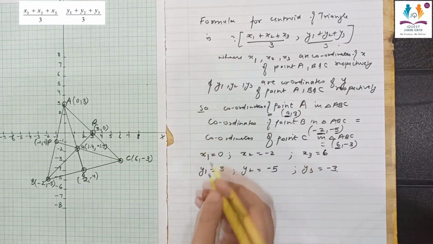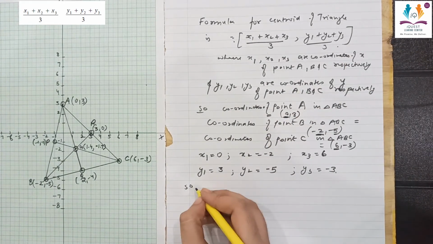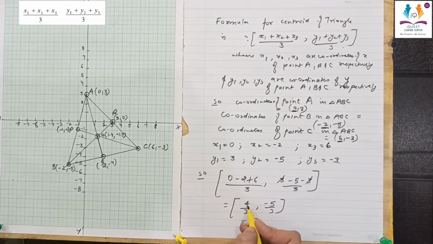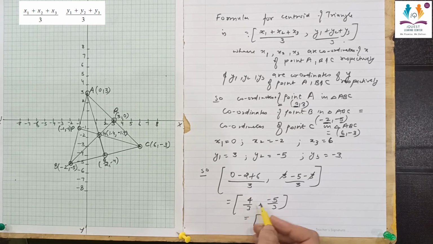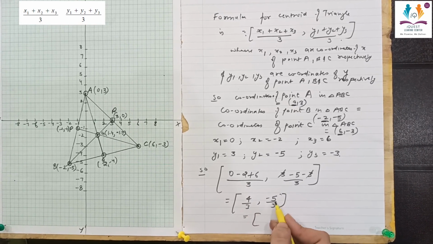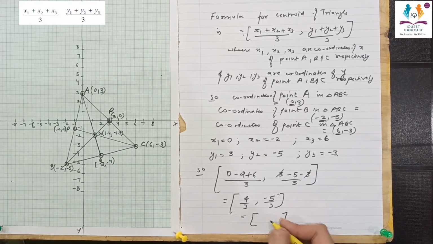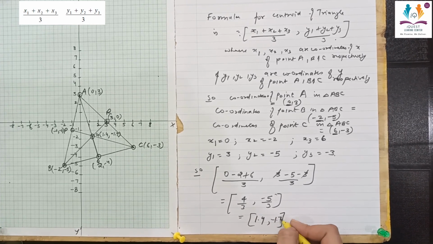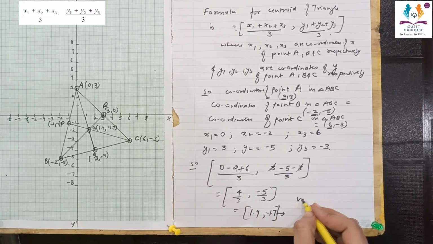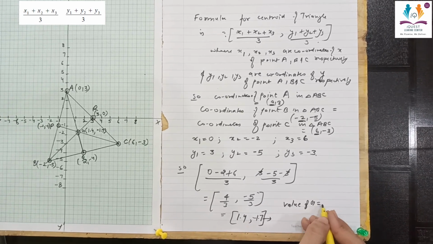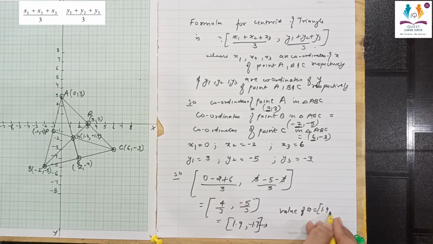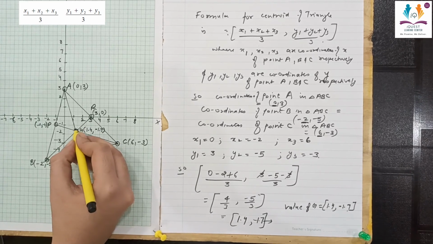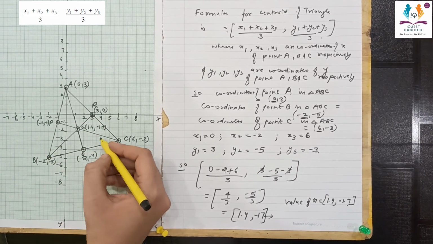So substituting the values in the above formula, we have, after substituting, this comes out to be 4 by 3 and the y coordinate comes out to be minus 5 by 3. So on solving, we have 1.4, negative 1.7. So this is the value of G, which is 1.4, minus 1.7, which matches the value of G obtained from the graphical method.